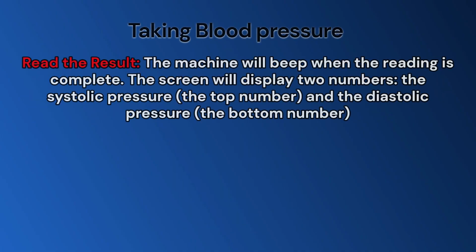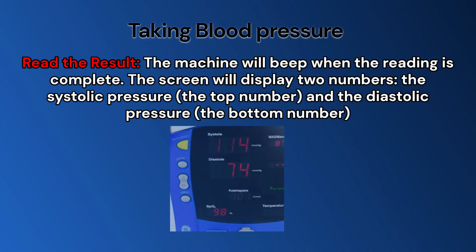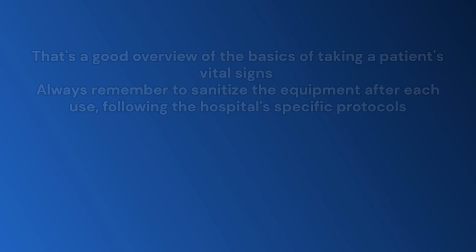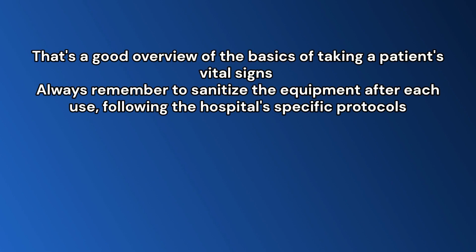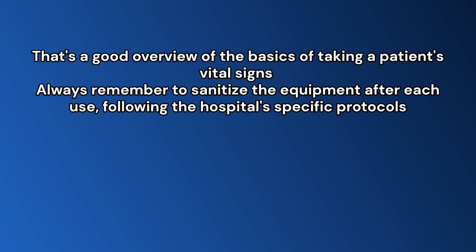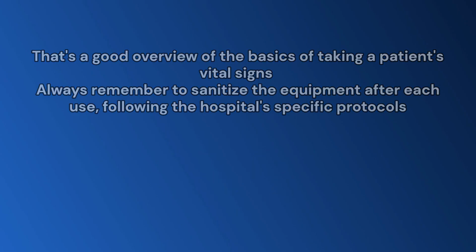Read the result. The machine will beep when the reading is complete. The screen will display 2 numbers: the systolic pressure, the top number, and the diastolic pressure, the bottom number. And that's a good overview of the basics of taking a patient's vital signs. Always remember to sanitize the equipment after each use, following the hospital's specific protocols.